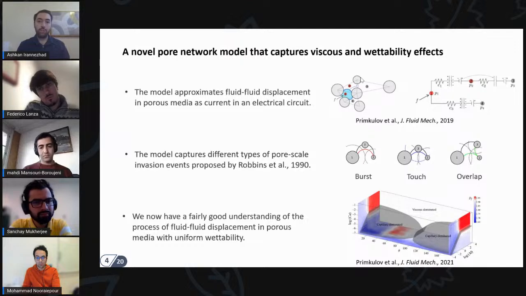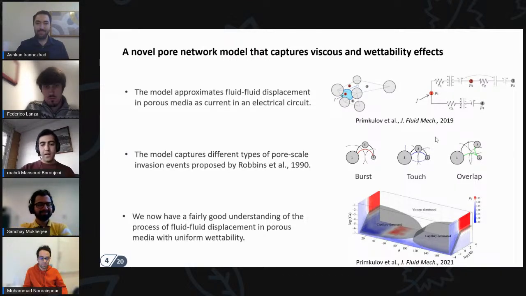Also, we capture the wettability and the different pore scale invasion events: burst, touch, and overlap. These three are included, for water wet pores, oil wet pores, and mixed wet pores. And that is how it works. If you have any specific question, I would be happy to answer. Or again, I suggest taking a look at this very fantastic paper by Primkulov, 2019, in JFM. It will give you very good information about this interesting model. Thank you. Okay.